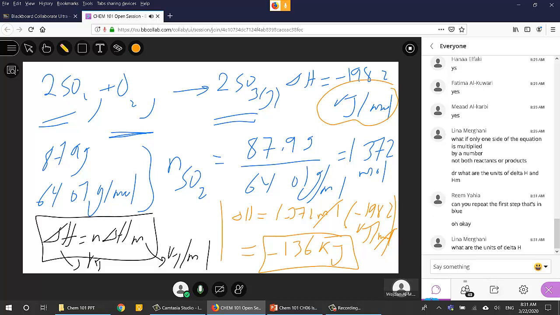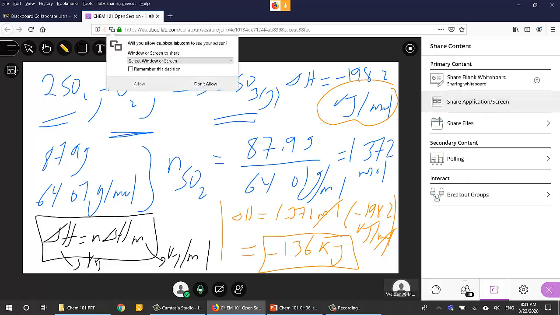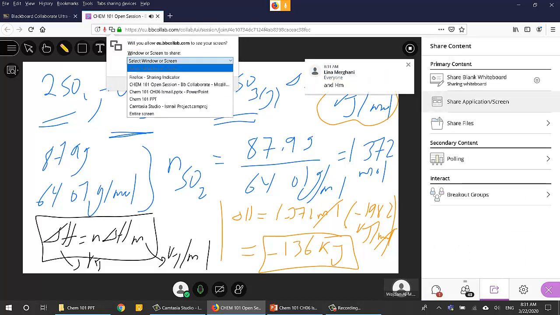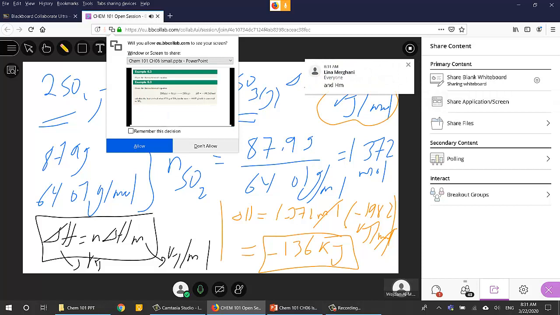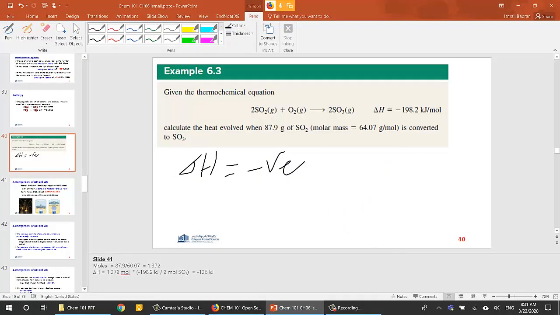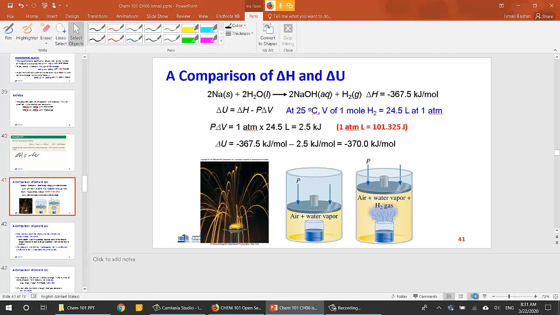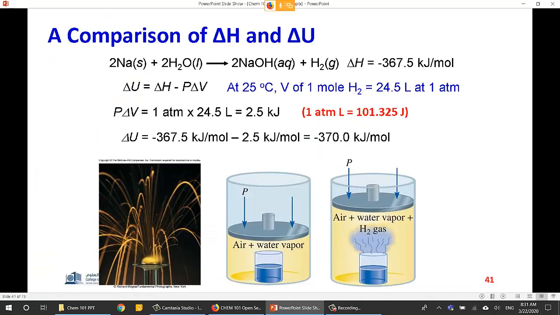Okay, so let's switch back to our PowerPoint again. So now, let us compare delta H with delta U. Now let's consider the reaction 2 Na solid plus 2 H2O liquid goes to 2 NaOH plus H2 gas. Delta H for that is minus 367.5 kilojoule per mole. So this is the molar enthalpy.